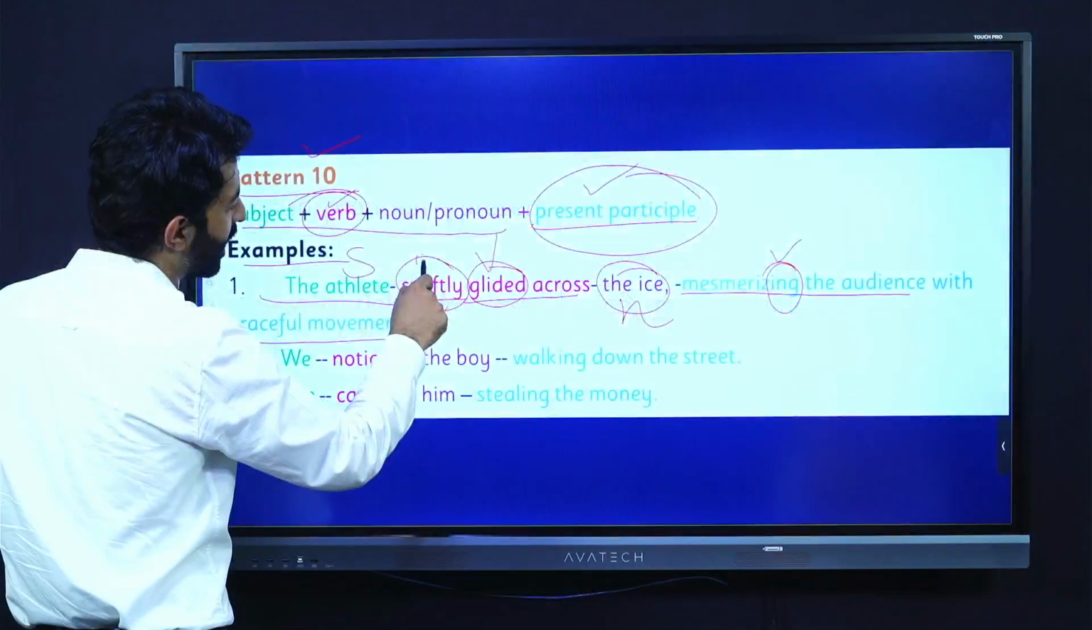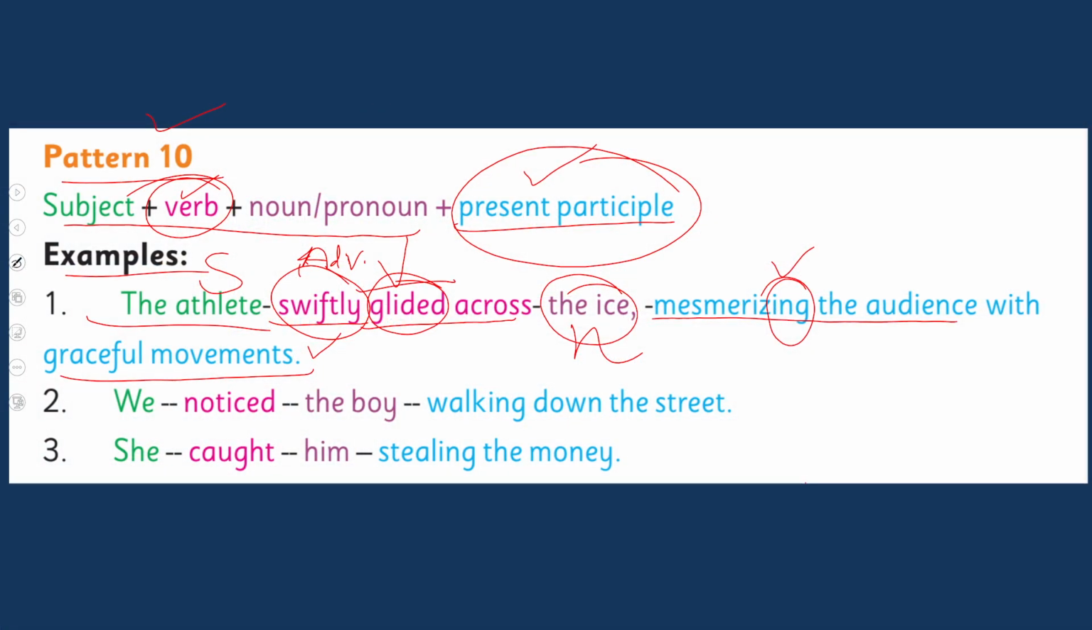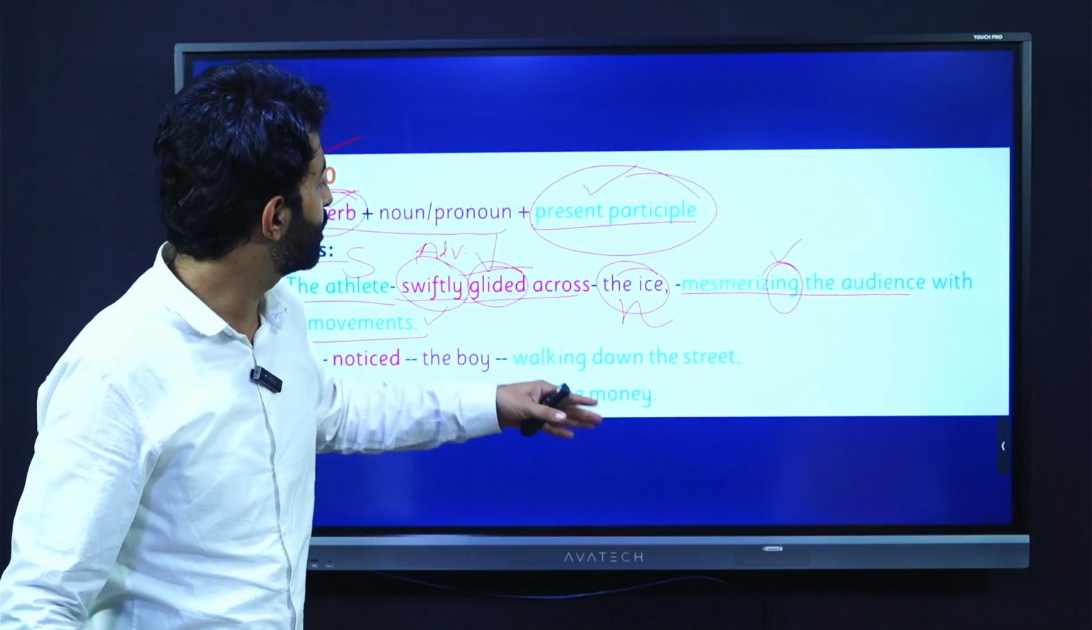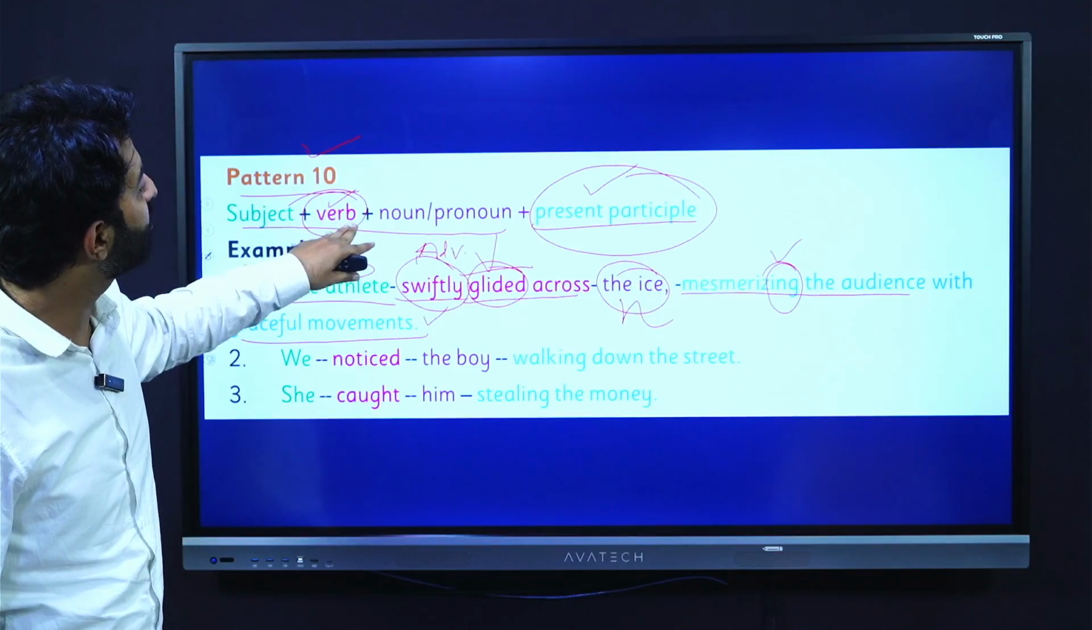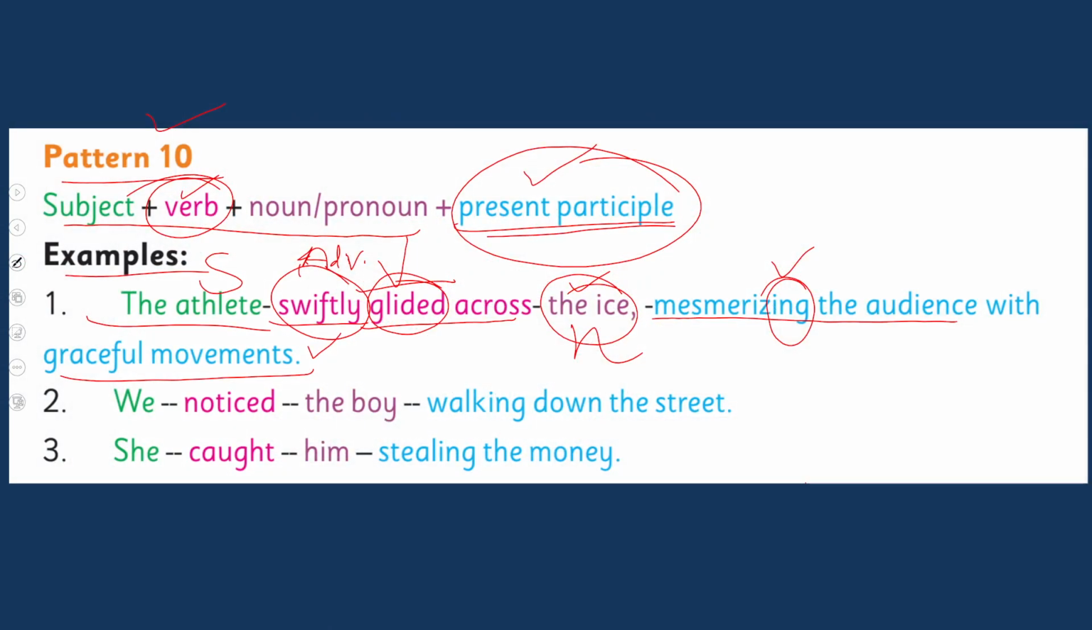This is an adverb. Then we have glided across. Your verb can also include prepositions, adverbs, adjectives, whatever, but according to the pattern we count it as the verb. Then your noun and then the present participle of the verb. To mesmerize is a verb, right? And it is in the present participle form. So the rest of the sentence is actually in the present participle form.